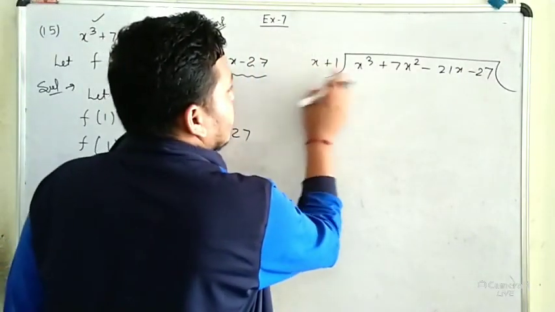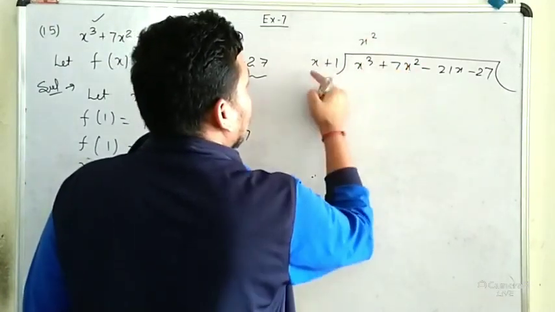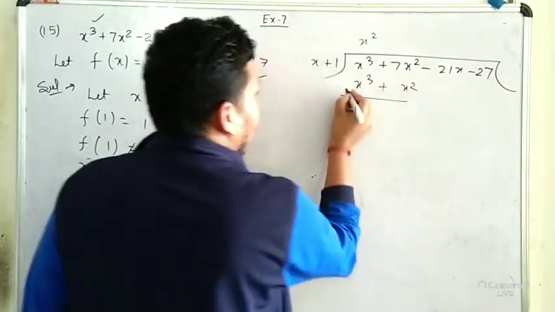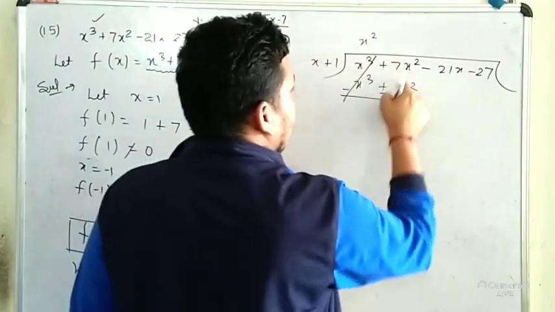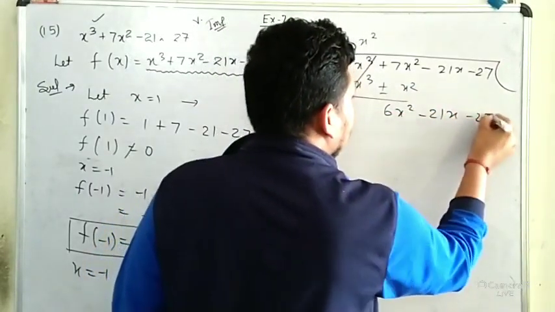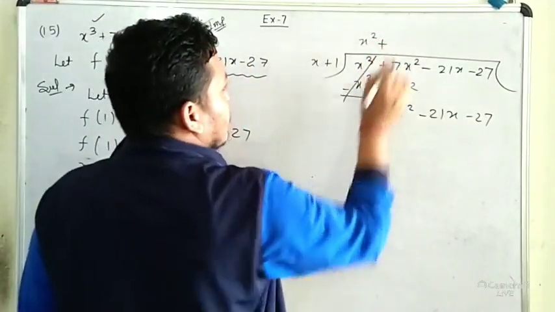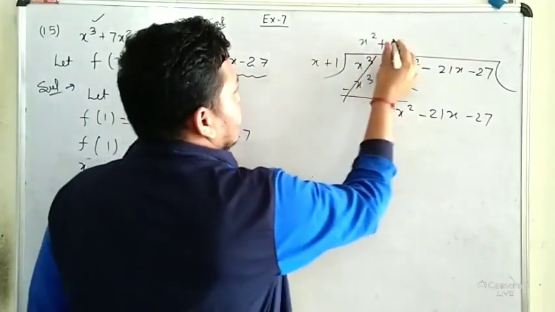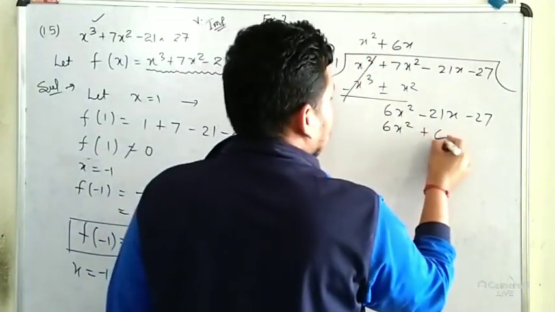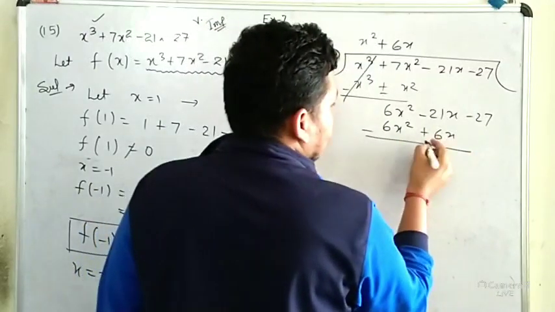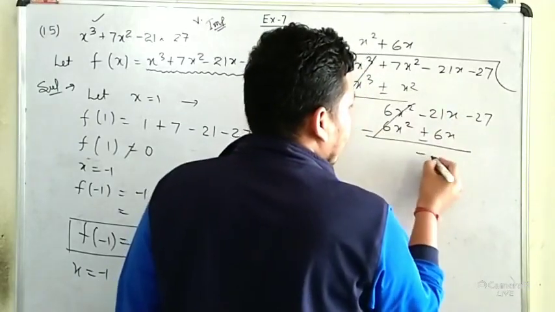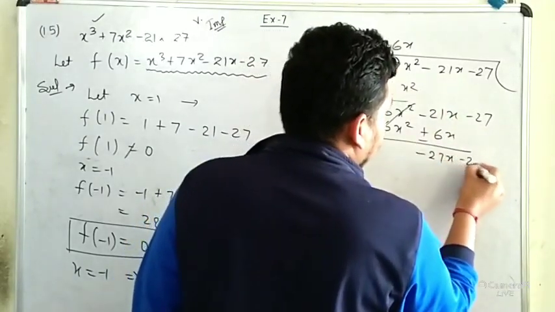So this is x and it is x cube, x square here, so x into x cube, then x square into 1, so plus x square, minus. Okay, this cancels out, 7 minus 1, so 6x square. Now taking the other number minus 27. This is positive, so we will take here positive 6x square, and it is x, so 6x square. Now 6x into 1, so plus 6x, subtract it, minus plus minus cancel, and minus 21 minus 6 is minus 27x and minus 27.